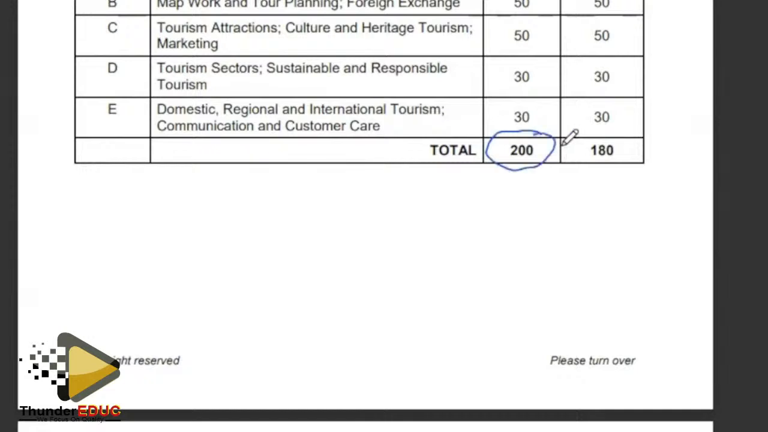So in tourism, always bear in mind that you only write one paper, which consists of a total of 200 marks. Now let's move on to Section A, which consists of short questions. The instruction reads: various options are provided as possible answers to the following questions. Choose the answer and write only the letter A up to D next to the question numbers, for example 1.1.1 to 1.1.20 in the answer book.